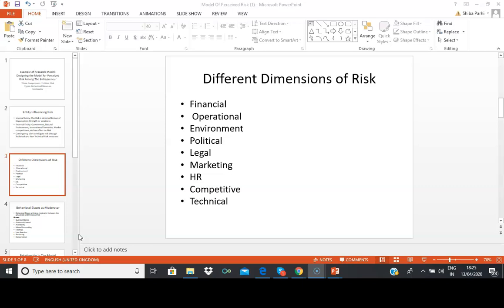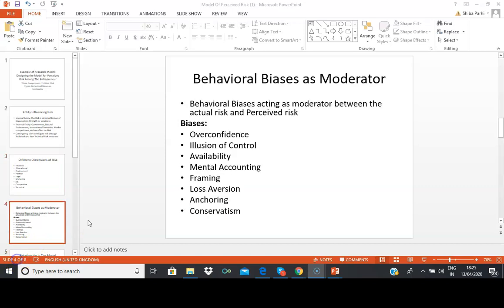So going to the next point mentioned in the research model design: in this framework, the researcher identified certain moderators, the behavioral biases, which are moderating the effect of the different kinds of risk on the ability and performance of the entrepreneur. So those moderators are moderating the actual risk into the format of the perceived risk. The actual risk may be different, but because of the behavioral biases, the perceived risk used to be something else.